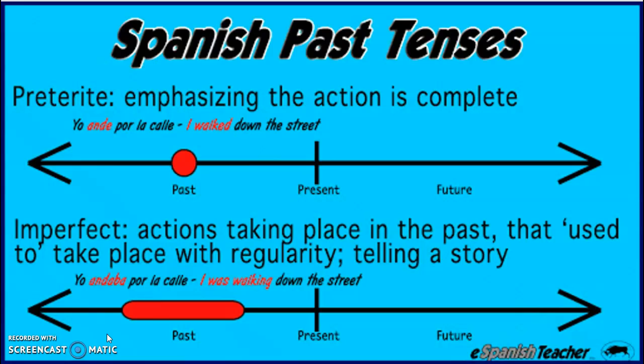This is really the kind of difference that you have. Something that's a single action, discrete, over and done with, whereas the imperfect is kind of stretched out. It's sort of the background information. It's something that's occurring over time.